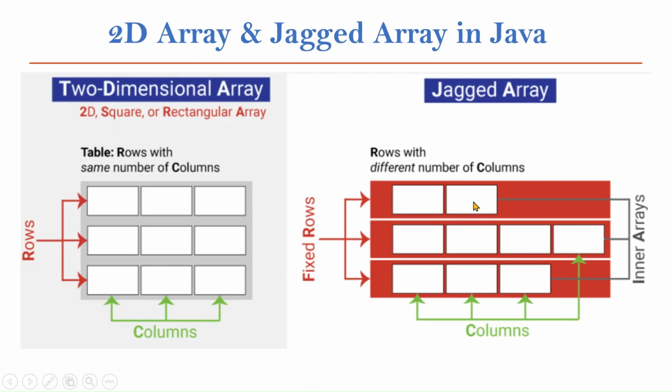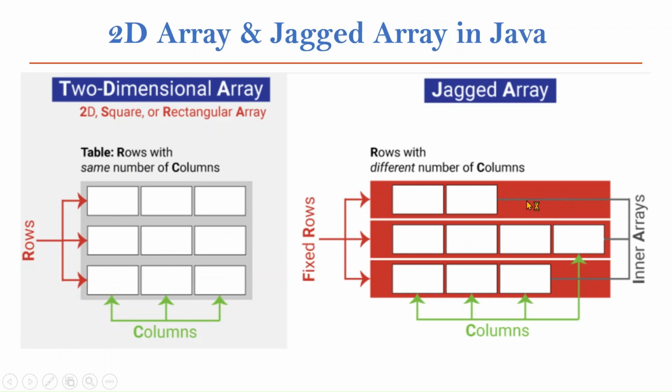So every row with these columns acts as an array, an internal array, or we call it an inner array. This row has 4 columns, that is one more inner array. This one with 3 is one more inner array. That's why they have written inner arrays here. These are all individual arrays. So jagged arrays have rows with a different number of columns, but here the rows have the same number of columns. That is the difference between these two.